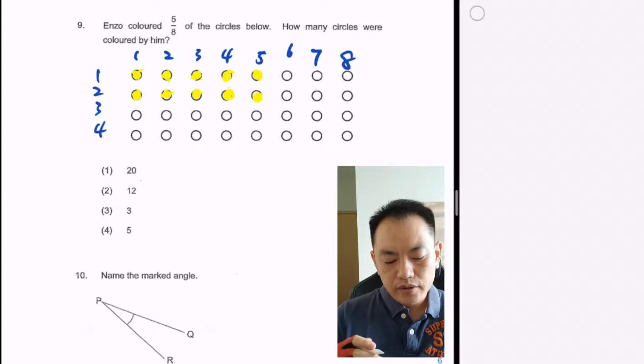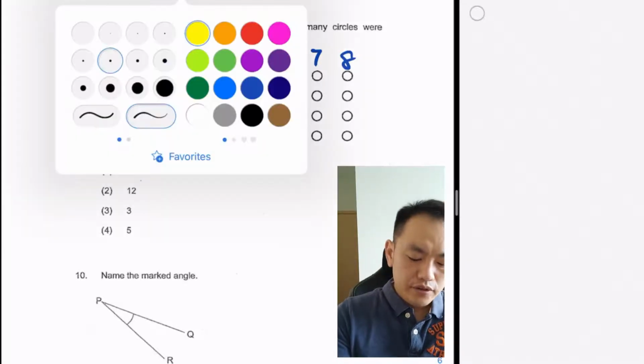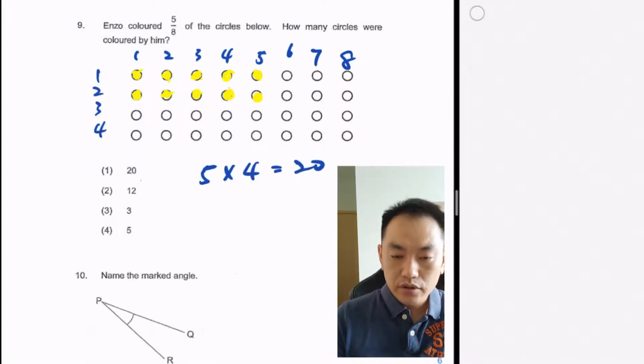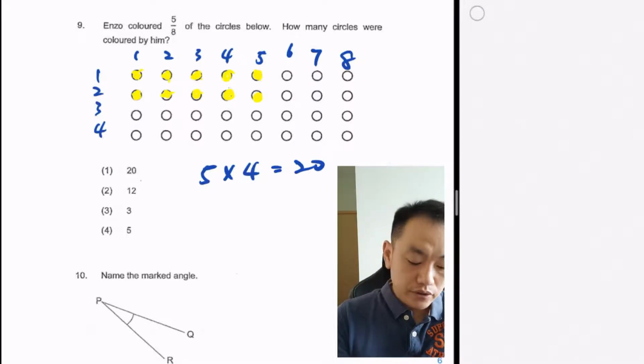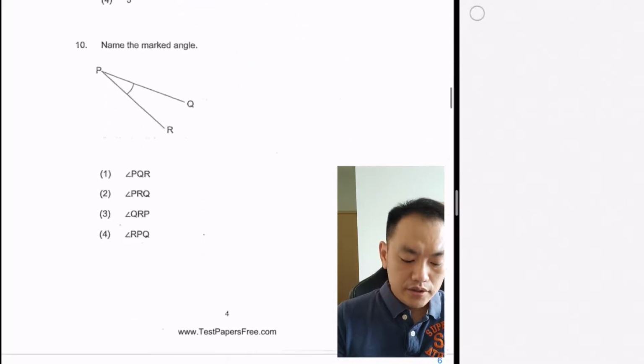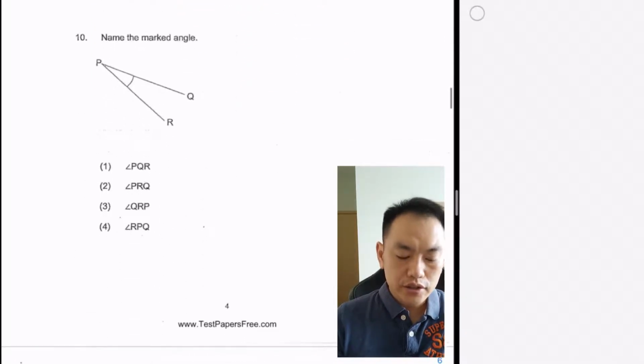Then totally there are 4 rows, right? So for every row, he colored 5 circles, and totally there are 4 rows. So how many circles are there in total? The answer is 20. So the answer is 1. Okay, let's move on to question 10.